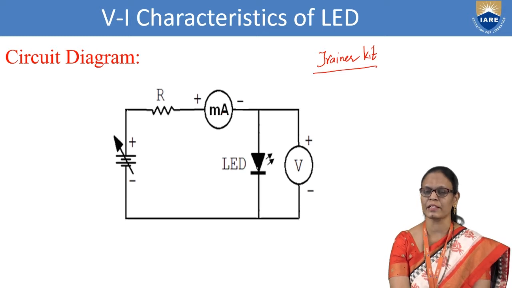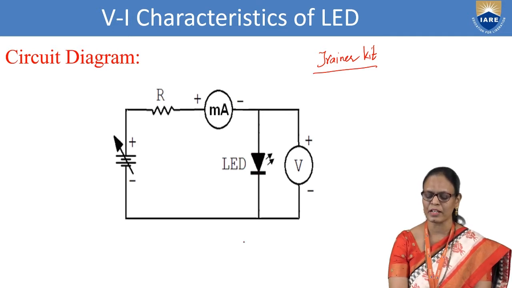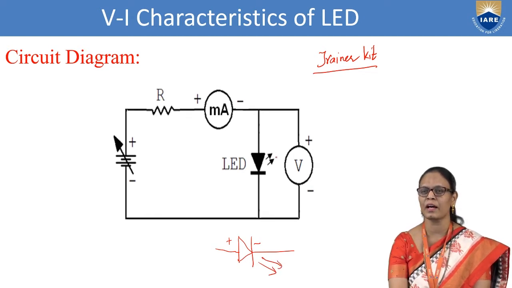Then we have an LED. If you see, this is the symbol for LED. When you see an LED, you need to know what the symbol is. Generally, we write the symbol like this. Here, this denotes the positive and this denotes the negative. And these arrows denote that the light is being emitted, so you see the arrows outward. So this is the symbol for LED.